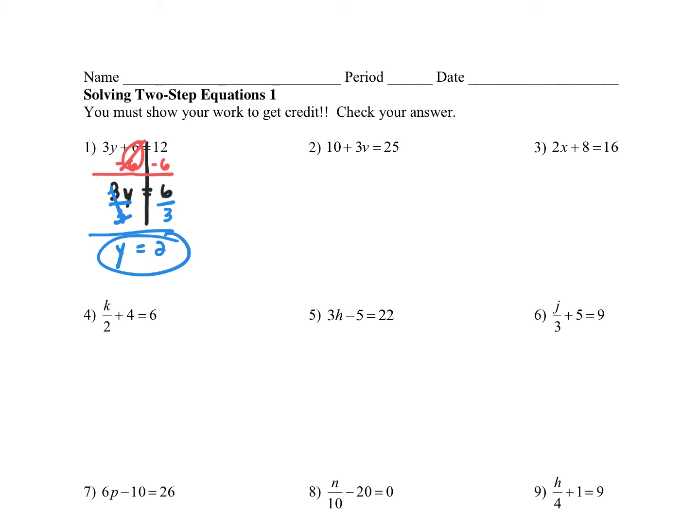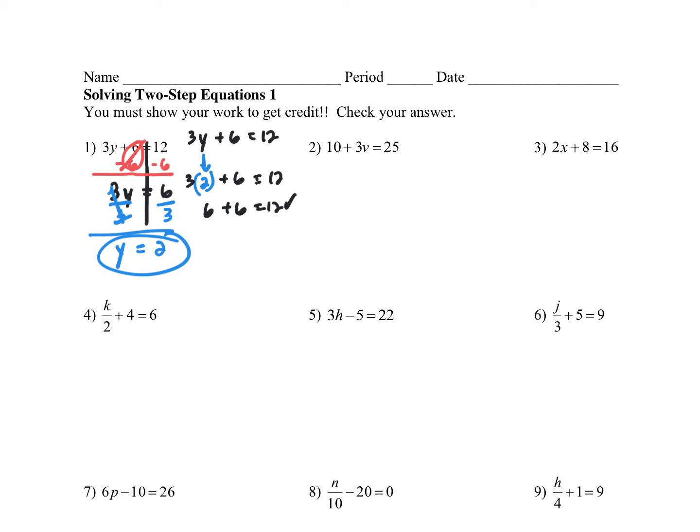If we wanted to check that, the original equation says 3y plus 6 equals 12. We think y, our answer for y, is 2. And that 2 should be multiplied by 3, and we should add 6 to it. So 3 times 2 is 6, plus 6 equals 12. And this is called a check.